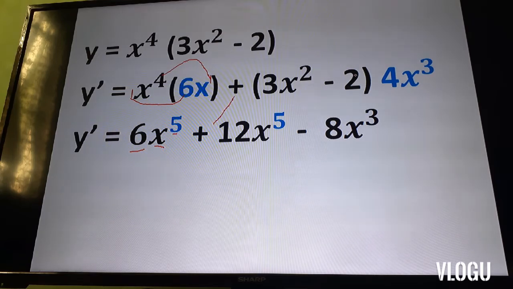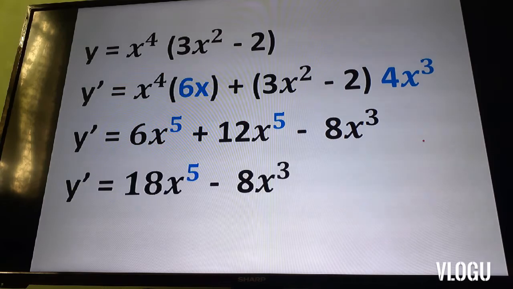And for the next, we have 4 times 3, that is equal to 12. Then x times x, that is equal to x. We have 2 plus 3, that is equal to 5. Then we have to copy the operation, that is subtracted by 2. We have to multiply 4x cubed times negative 2, that is equal to negative 8x cubed. So that is our partial answer.